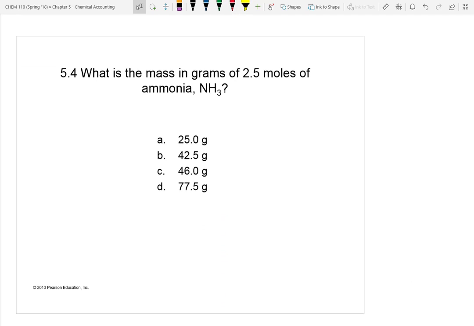All right. See if this one will show up. There we go. What is the mass in grams of 2.5 moles of ammonia, NH3? So this would be a good one to put on an exam.